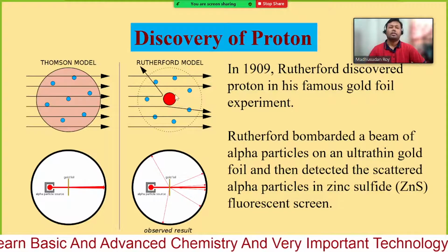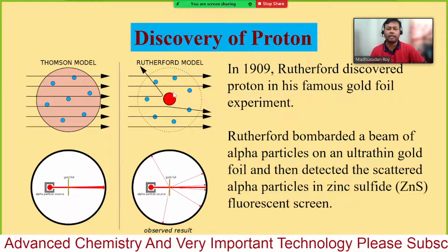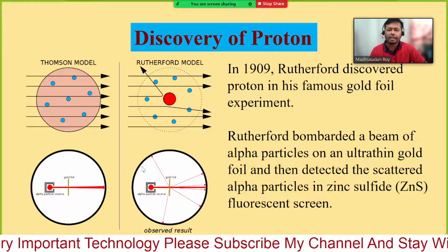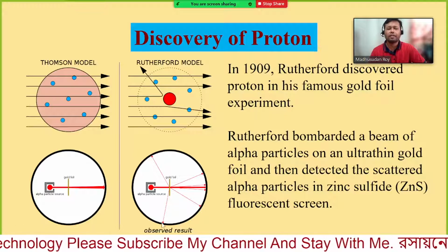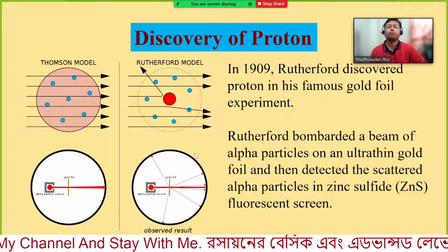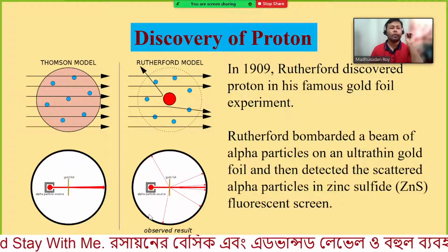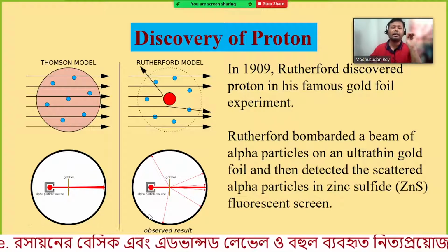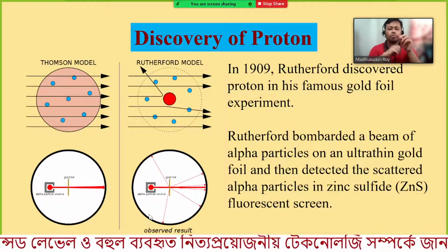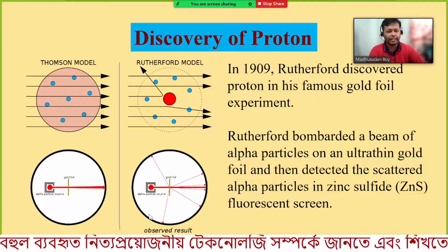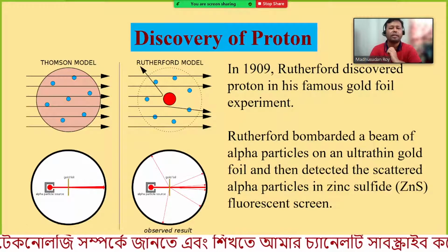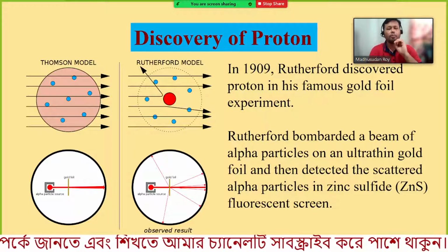Therefore Rutherford did some experiments. Here you can see this black line. Actually this is not a black line, this is a fluorescent material or fluorescent box. What is a fluorescent material? It is something that, when any light strikes on the material, gives some glow, some dark spot. That is the fluorescent component.